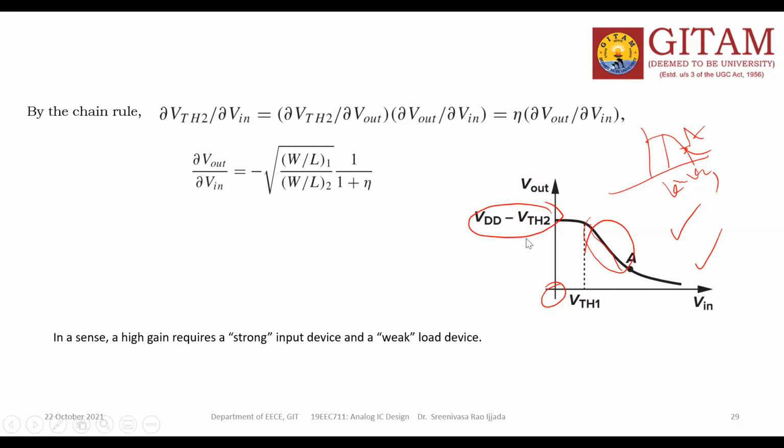Understand? So you can see exactly. The output, whenever the input is 0 or lower than VTH1, M1 device is off, but at that time the output is not exactly VDD. It is somehow less, by an amount of the threshold voltage of the upper device. That is the first problem.